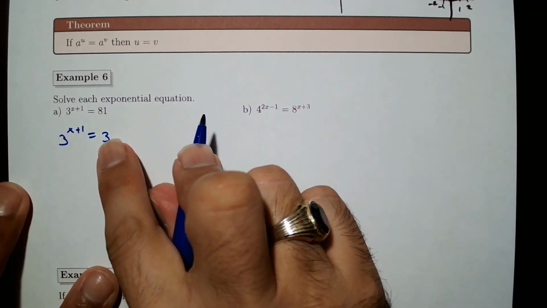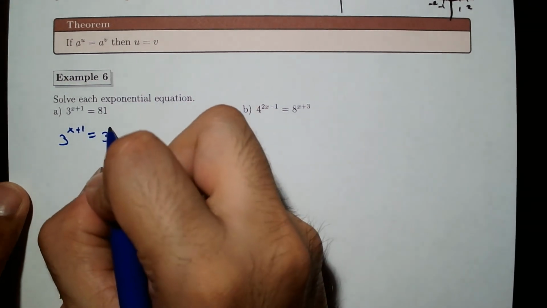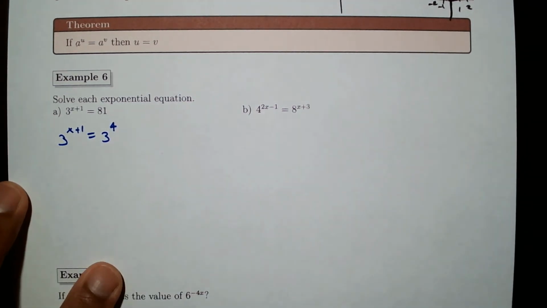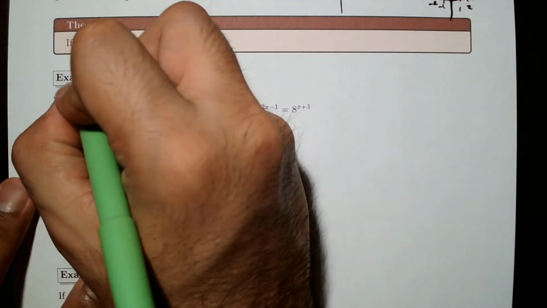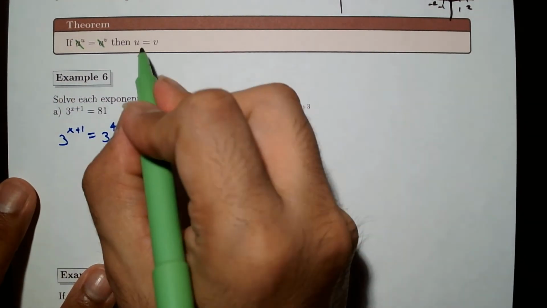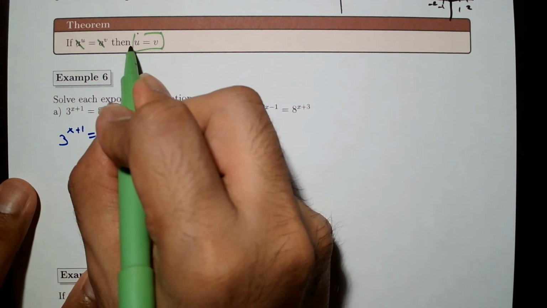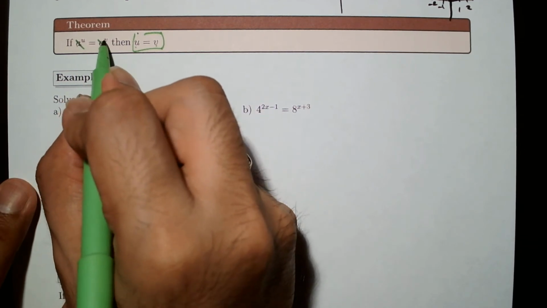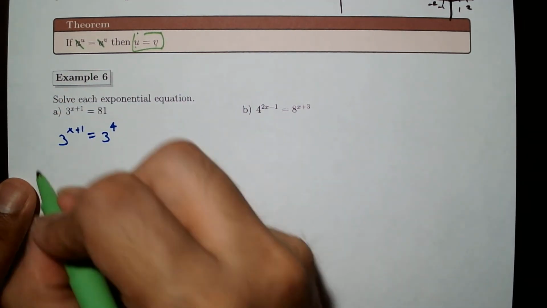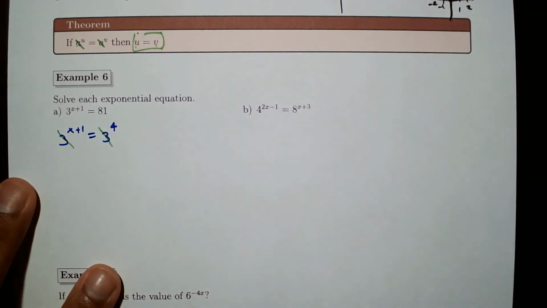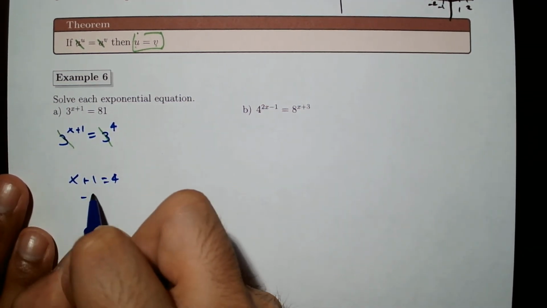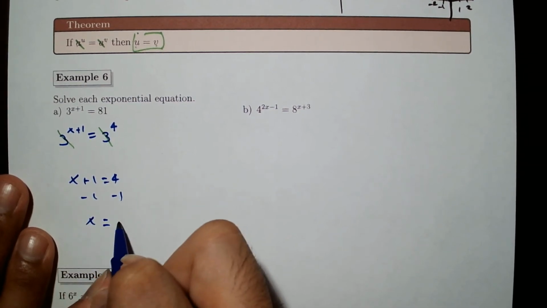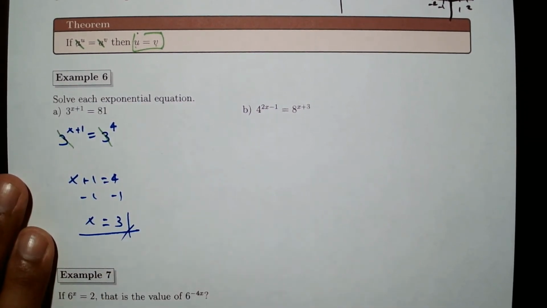However, in this case, 3 to what power gives us 81? That's 3 to the 4th power. So essentially what this theorem is telling us is that we can cancel the bases and just keep the exponents: u equals v. So in this case, basically 3 and 3 cancel, and we get x plus 1 equals 4. Subtract 1 from both sides to get x equals 3.